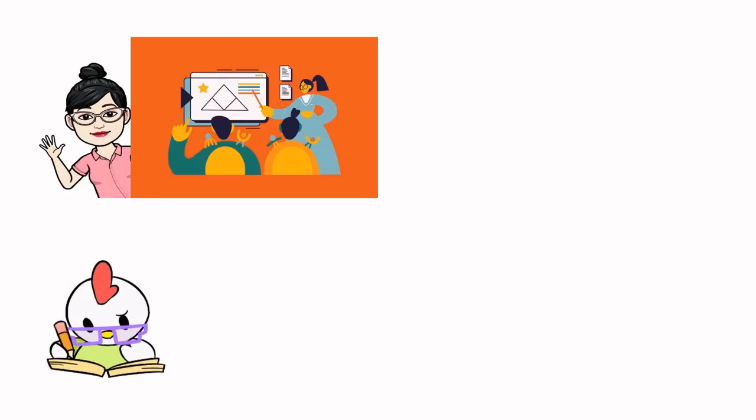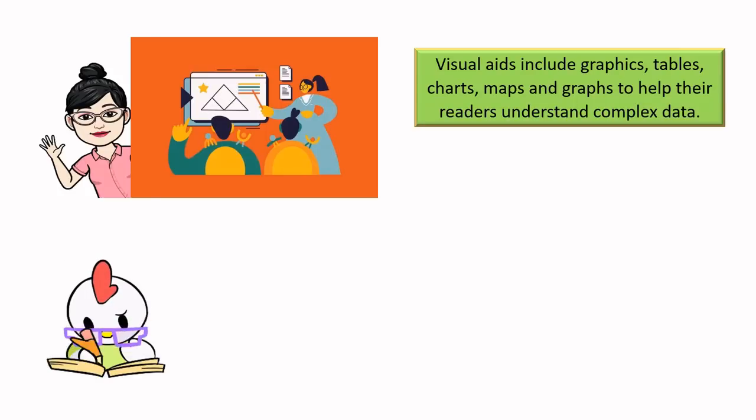Ngayon, ano naman ang koneksyon ng mga salitang verbal, visual at expository text sa isa't isa? Visual aids include graphics, tables, charts, maps, and graphs to help their readers understand complex data. Sa pamamagitan ng mga larawan o illustrations na ito, mas nagiging madali at mabilis para sa mga mambabasa ang maintindihan ang mga detalye na nakapresenta. Kaya ito tinawag na visual aids dahil ang mga ito ay totoong nakatutulong para sa mas mabilisang pag-unawa.